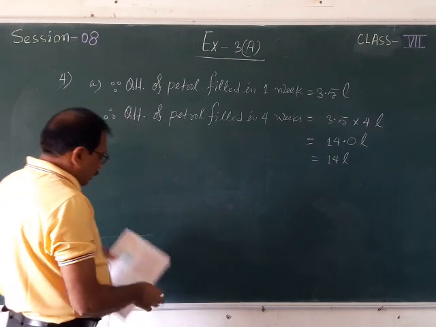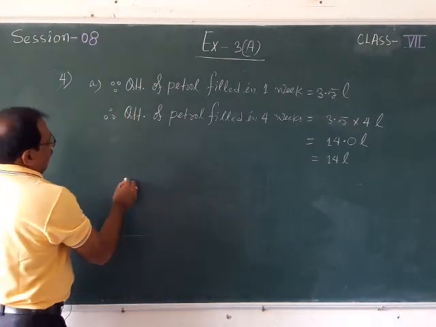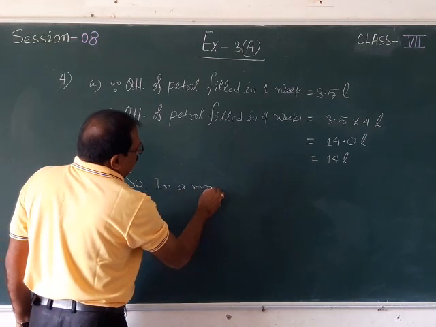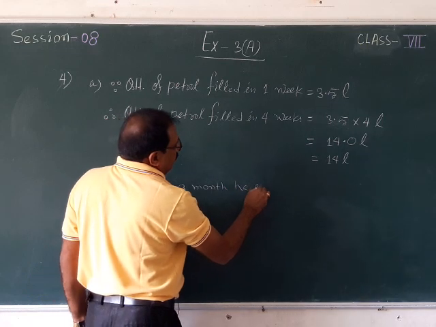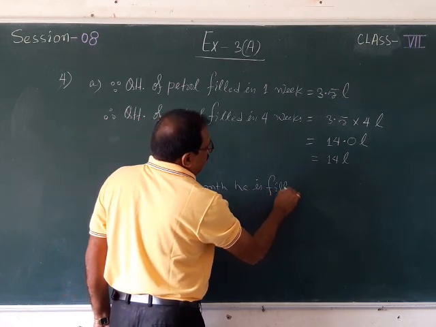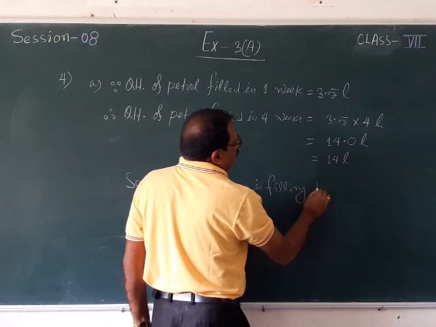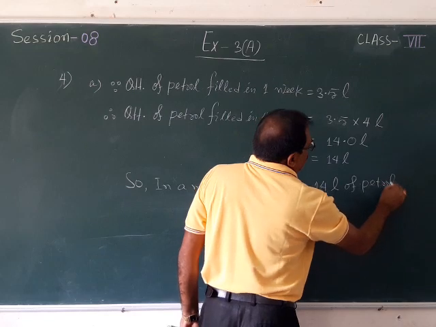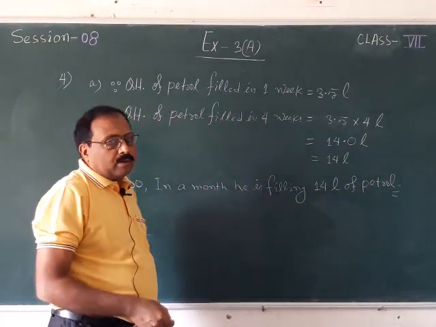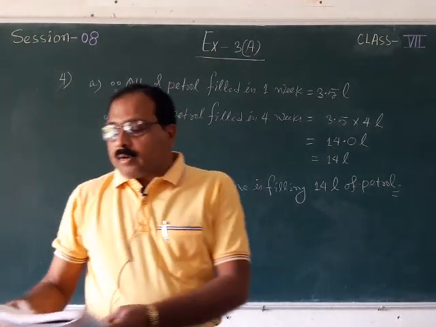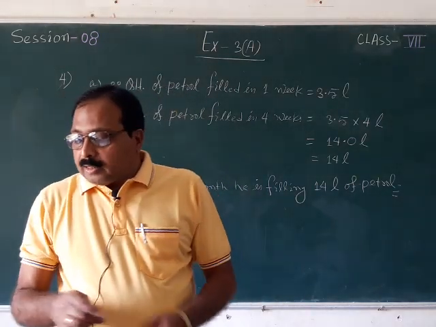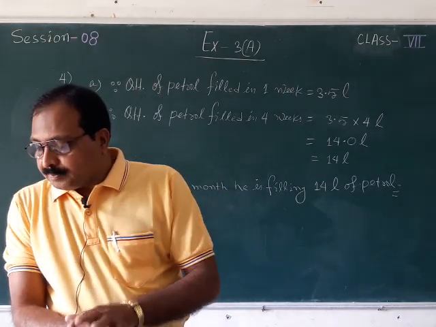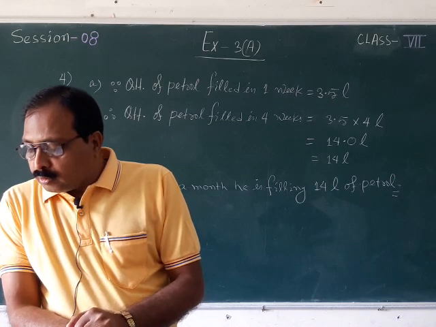So in a month he is filling 14 liter of petrol. Like that you can write the answer. In the working, you have to understand what type of working is there. First you decide the working, then write the proper statement, and then you multiply it. Like this you can do the question.